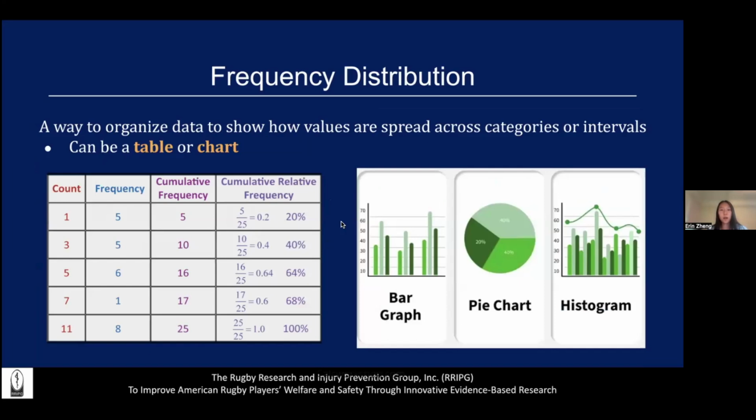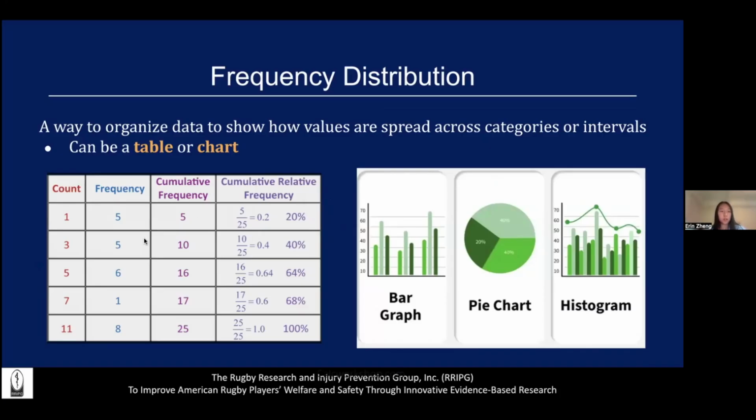Next, I'm going to talk about frequency distributions. Frequency distributions are a way to organize and summarize data to show how values are spread across categories. They can be put in a table or chart, and most people start with a table.